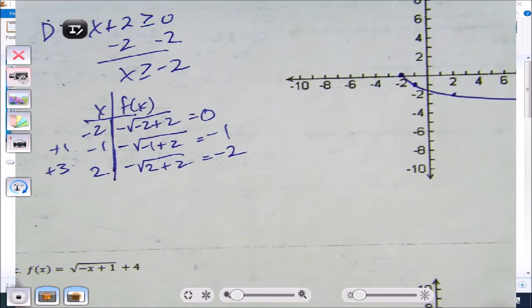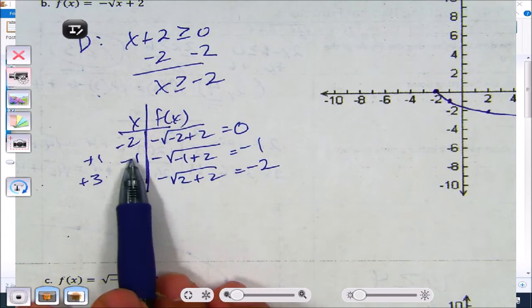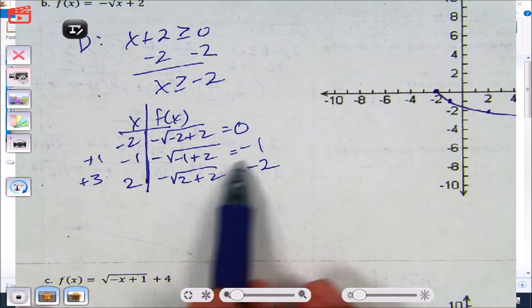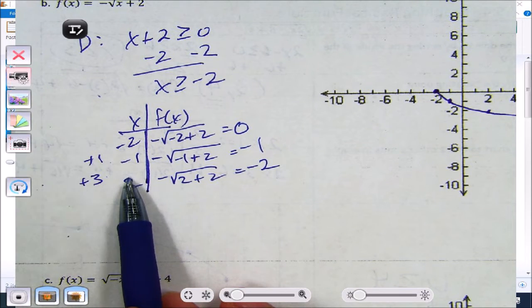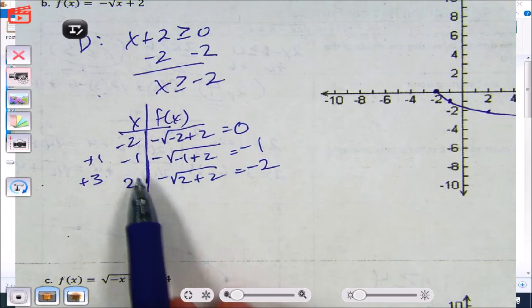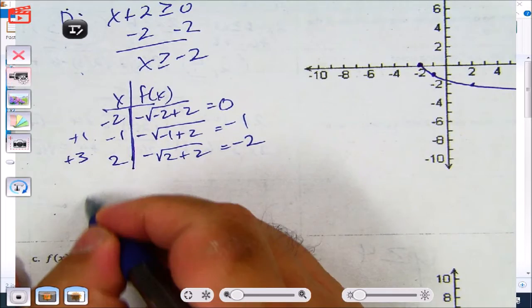Alright, now. But you guys, if you forget that, you can just plug in numbers until you get nice numbers. I mean, it's just helping you find nice numbers faster. Okay? Alright, so what's the range?